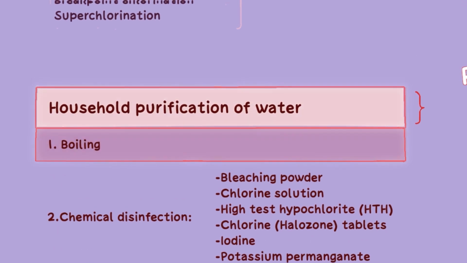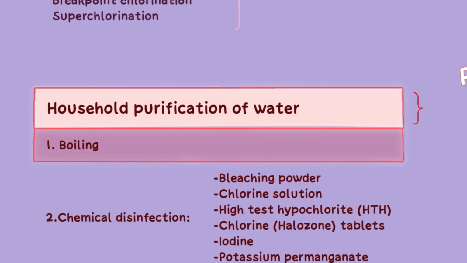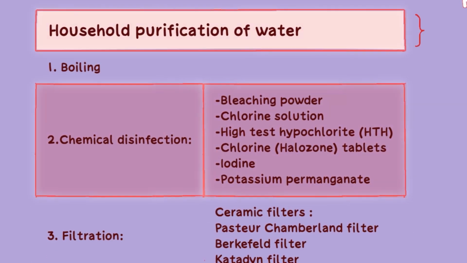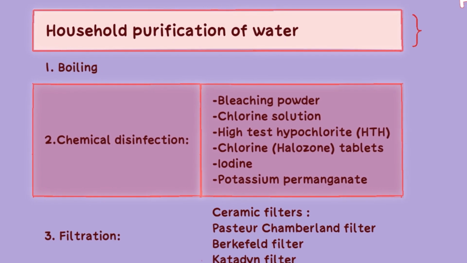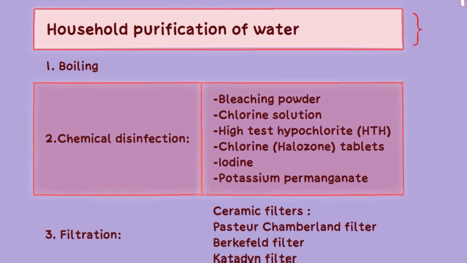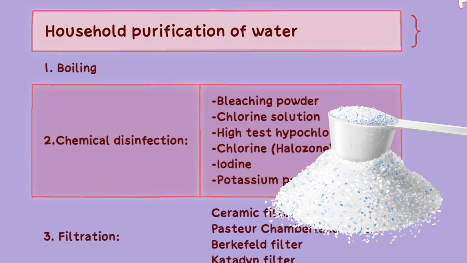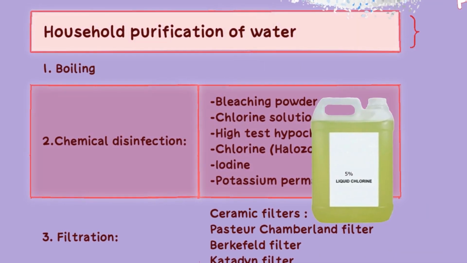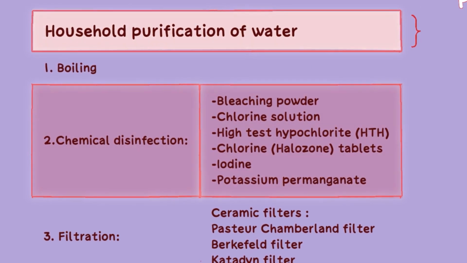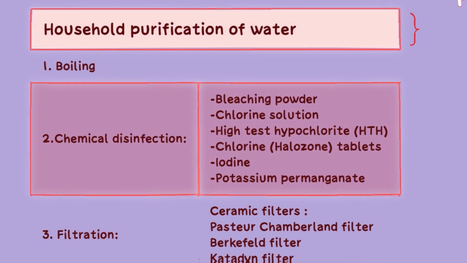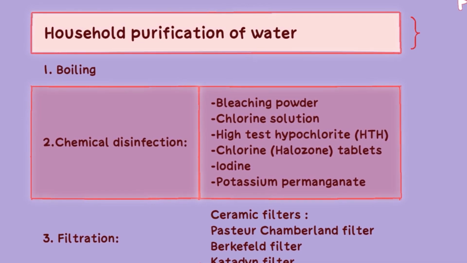Boiling water is one of the simplest and most effective methods of disinfection and is something that we must have all seen at home. Apart from that, chemical disinfection is also encountered in daily life through the use of bleaching powder, which is also known as calcium hypochlorite. Chlorine solution or household chlorine bleach is another option for disinfection. High-test hypochlorite, which is a more concentrated form of chlorine, is another chemical used for disinfecting water.